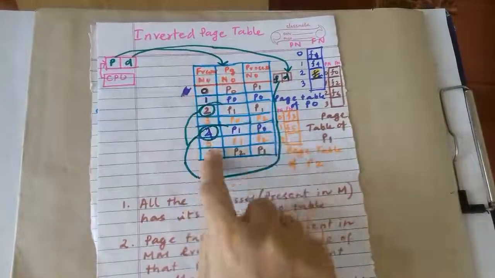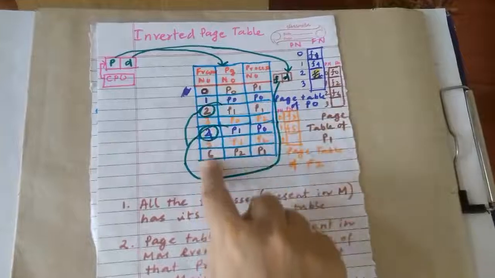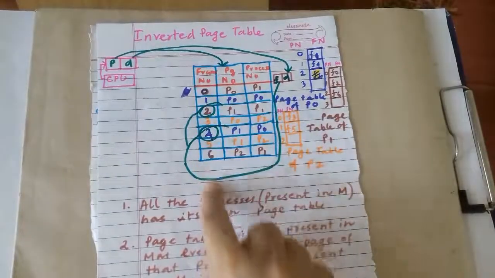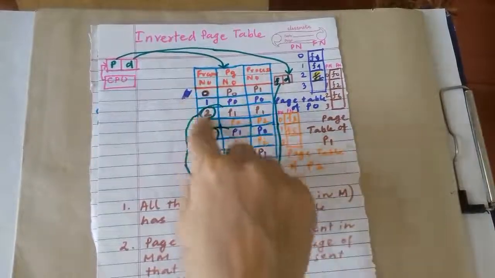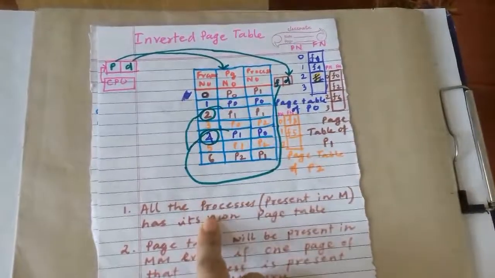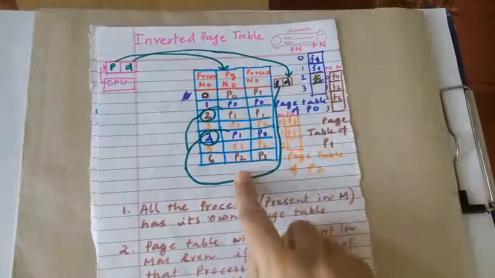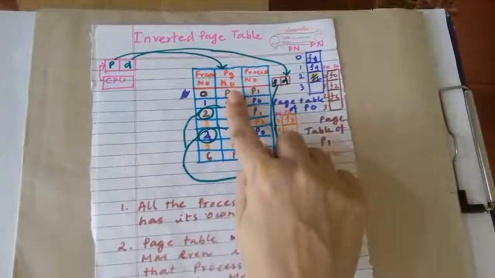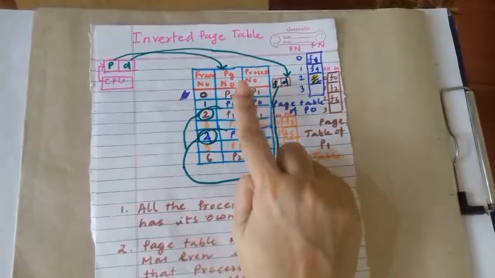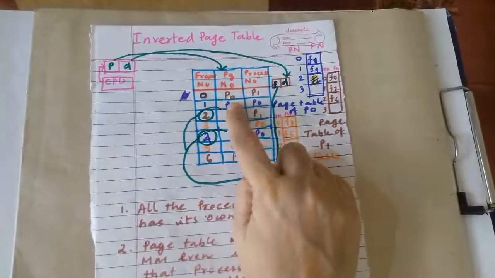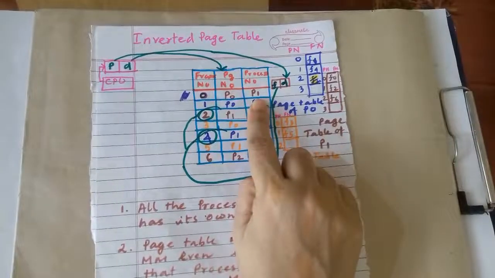In the frame number column, there will be an entry for all the frames we have. Like if memory has 1024 frames, here we will have 1024 entries. But among all those frames, which page numbers are loaded? If a page is loaded, then that entry should come. Now which process does this page belong to? After the page is loaded, that process number also should be mentioned.